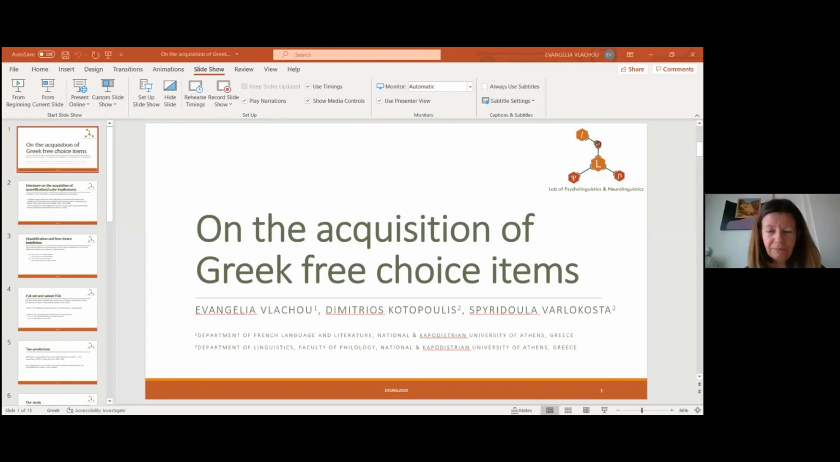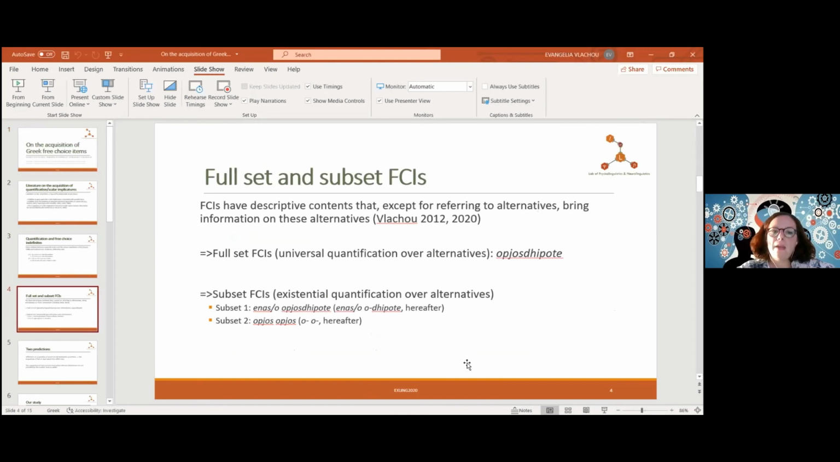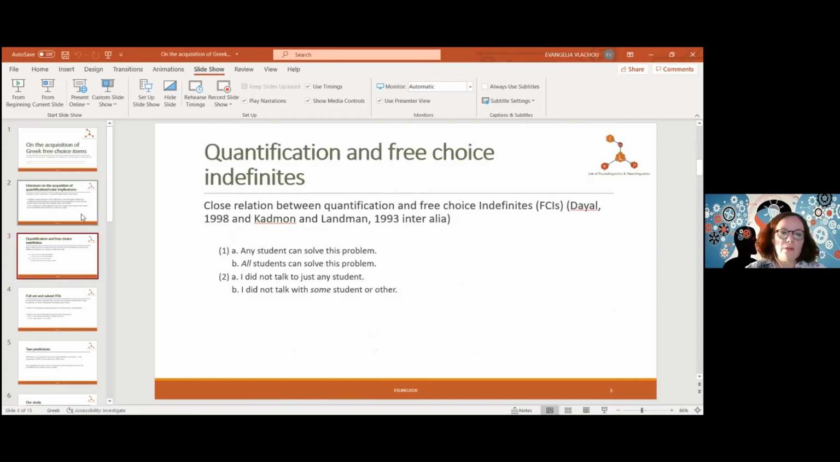The criterion for the distinction between full set and subset FCIs is a semantic one. So basically, as you see here, full set FCIs are associated with universal quantification. Here we have in English the famous any example, while subset FCIs are associated with existential quantification, the famous just any example.